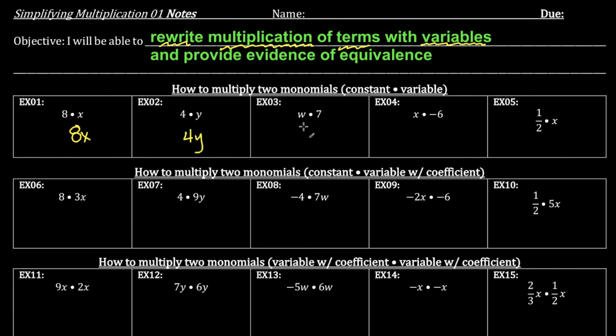Another way of showing w times 7, some of you will want to write w7, but that might look like w to the 7th, which is wrong. So we just do 7w. This is the one you'll see the most. And x times -6 can simplify to -6x. And even with fractions, half times x is just half x.